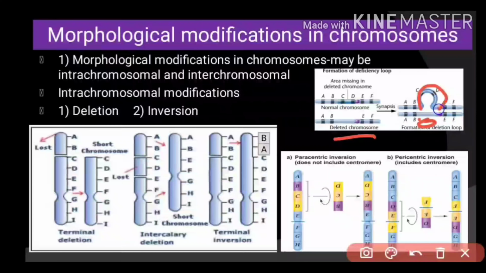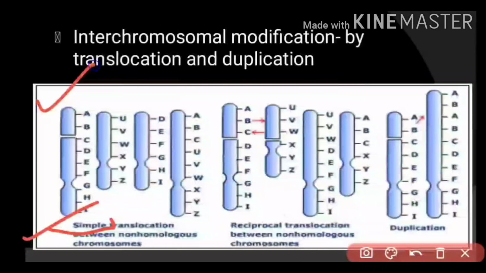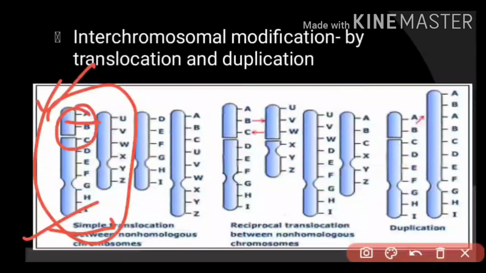So this is about intrachromosomal modifications, in which only one chromosome is affected. Now move on to the interchromosomal modification, in which two chromosomes get affected. So first see this translocation. This is a simple type. In this you can see the chromosome is translocating its part to the next chromosome. These are non-homologous chromosomes. This is the part ABC which is translocated to this one.